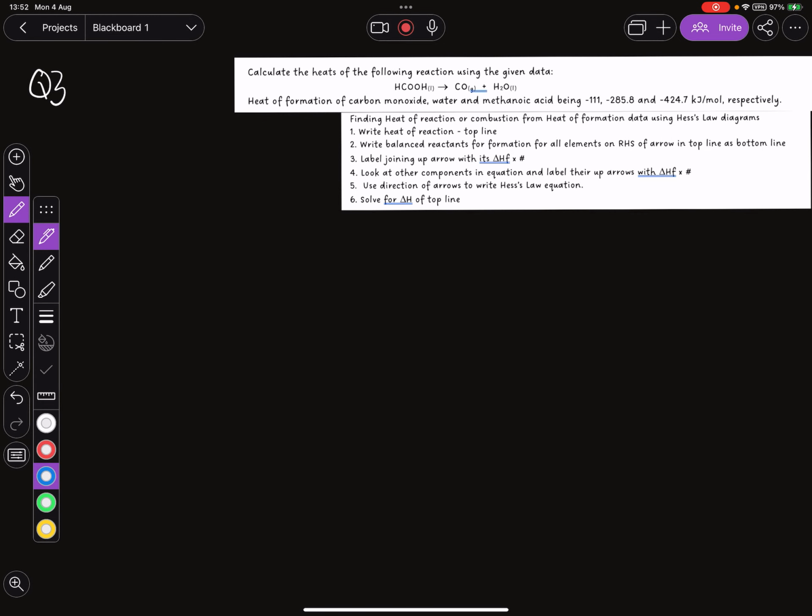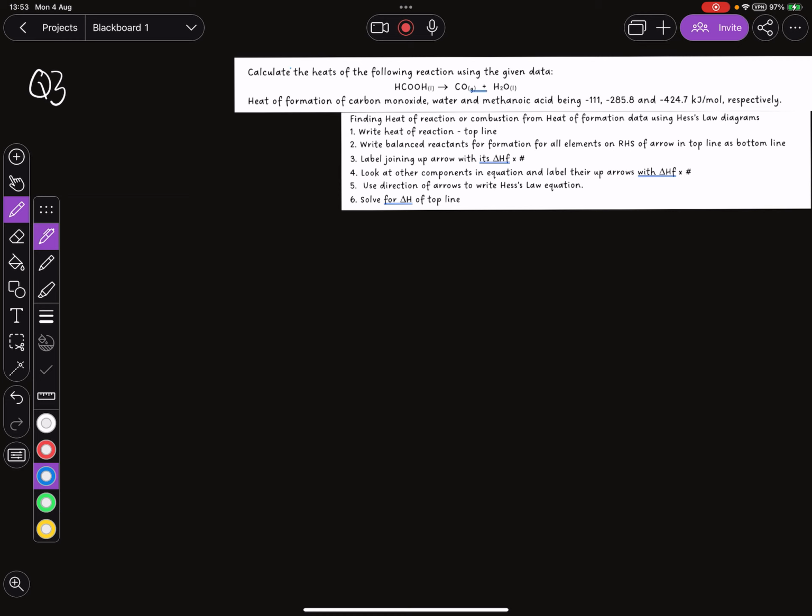So this is question 3 in our introduction to Hess's law calculations. This question is more like a question you would get on a Leaving Cert paper. So it says calculate the heat of the following reaction using the given data.